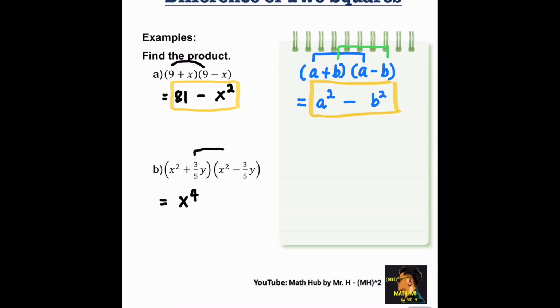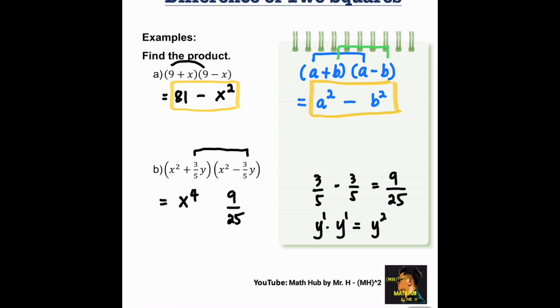And the next, 3 over 5y times 3 over 5y. Multiplying fractions. So 3 over 5 times 3 over 5. Multiplying fractions is easy. We multiply the numerators, so 3 times 3 is 9, divided by the product of the denominators. So 5 times 5 is 25. But don't forget to multiply the y. So y times y, we copy the base y, and then we add 1 and 1. So that is 2. That's why it's y squared. And the sign in the middle is always minus. And that's the product, which is difference of two squares. This is a perfect square, and this is also a perfect square.